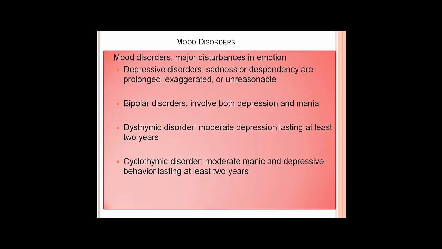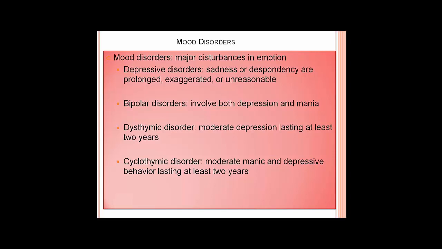All right, now we're going to move on to mood disorders. So mood disorders are major disturbances of an emotion. So what do we find under mood disorders? Depressive disorders, bipolar disorders. It's called dysthymic disorder. DSM-5 changed that to persistent depressive disorder, I believe. So it's no longer dysthymia.